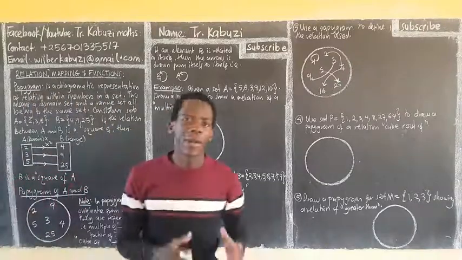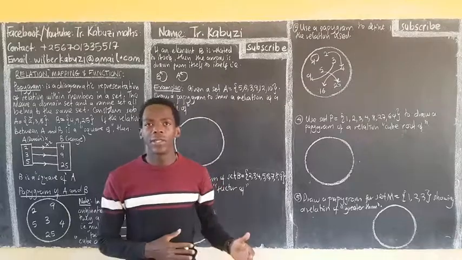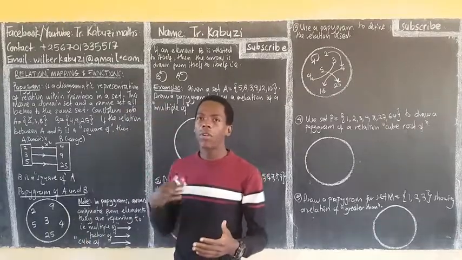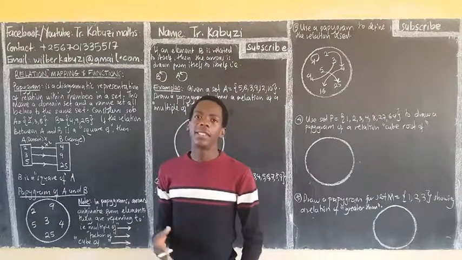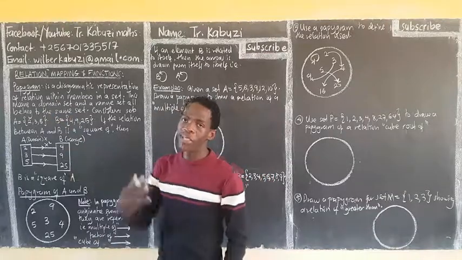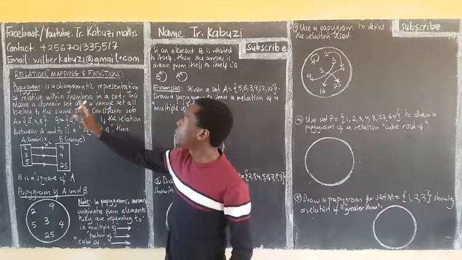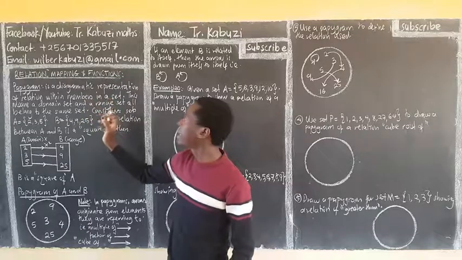Okay, now members, we are going to see papygrams. Papygrams are derived from relation. Papygrams show a diagrammatic representation of the relation being used in a certain mapping. Let us define it and see how we handle it. It is a diagrammatic representation of a relation within members in a set.